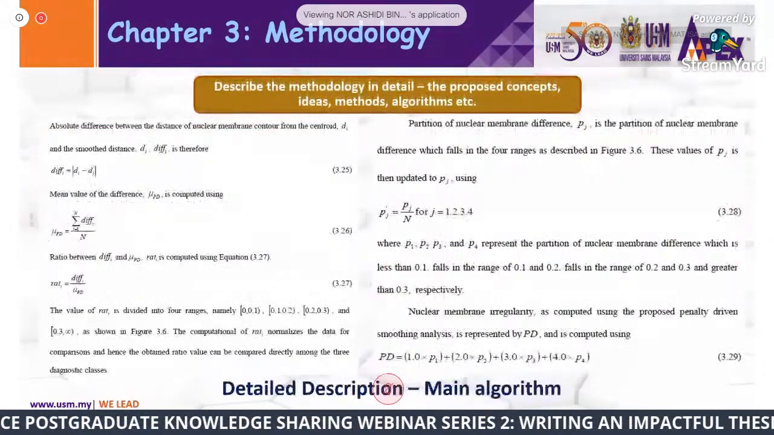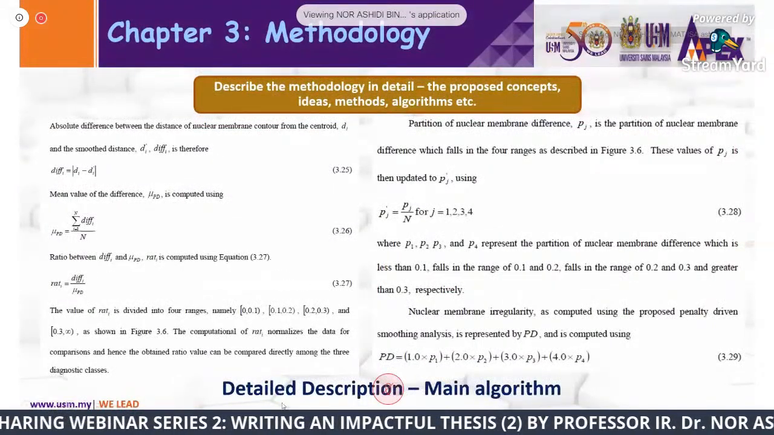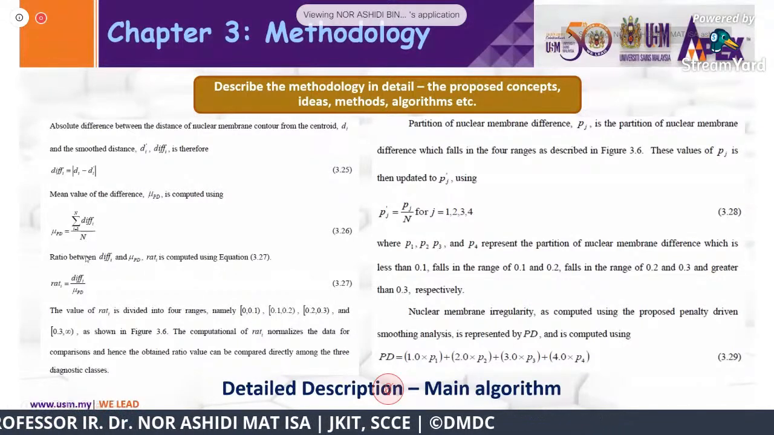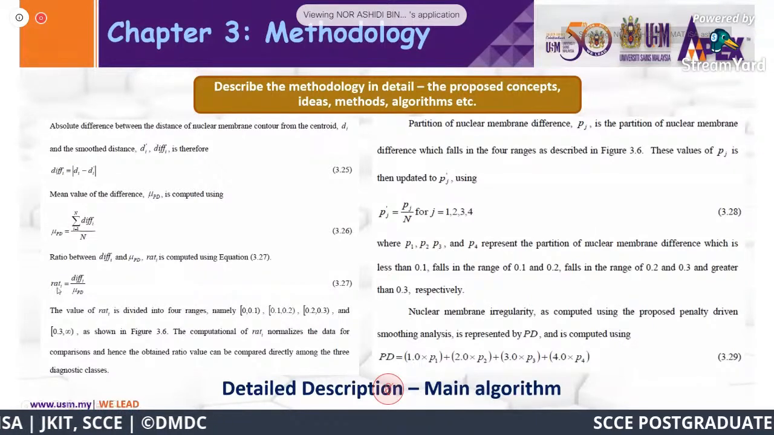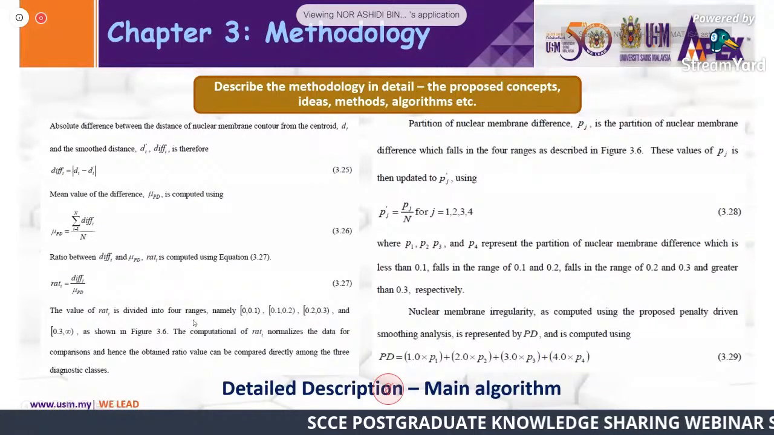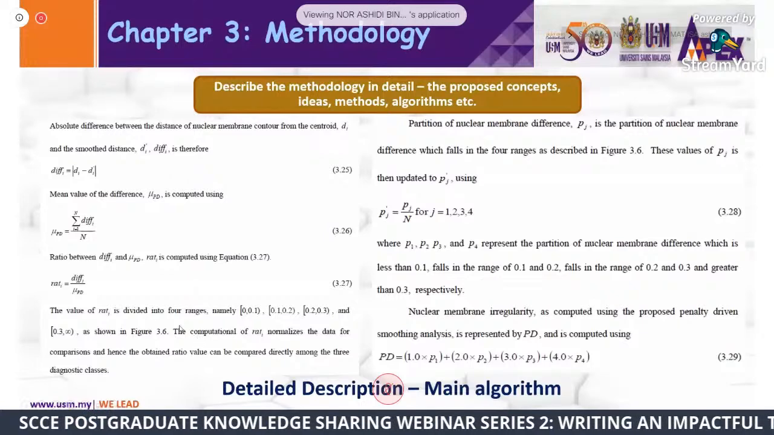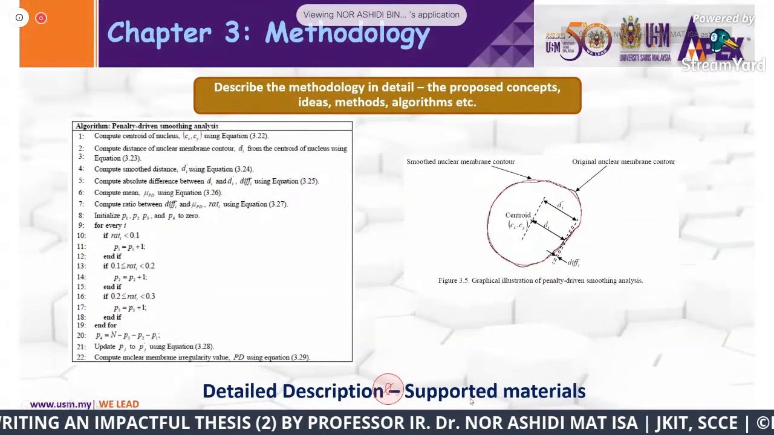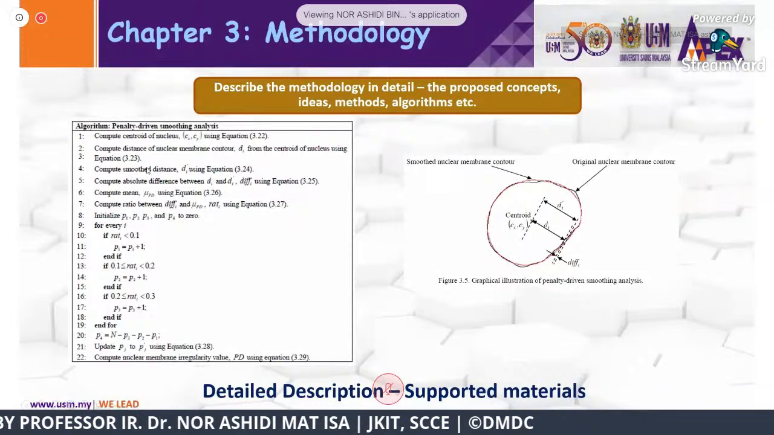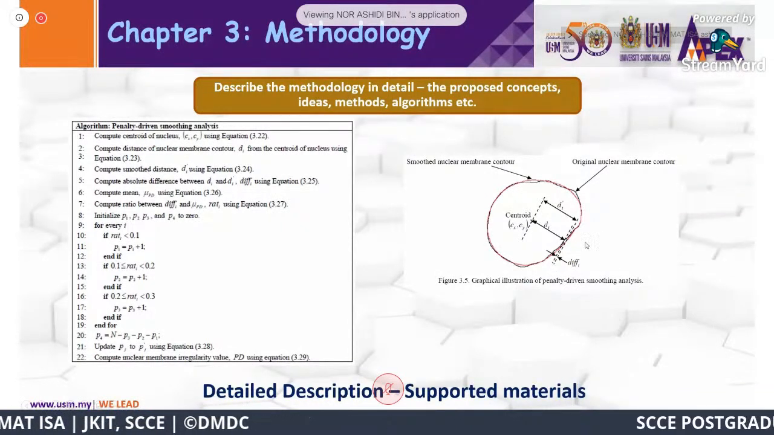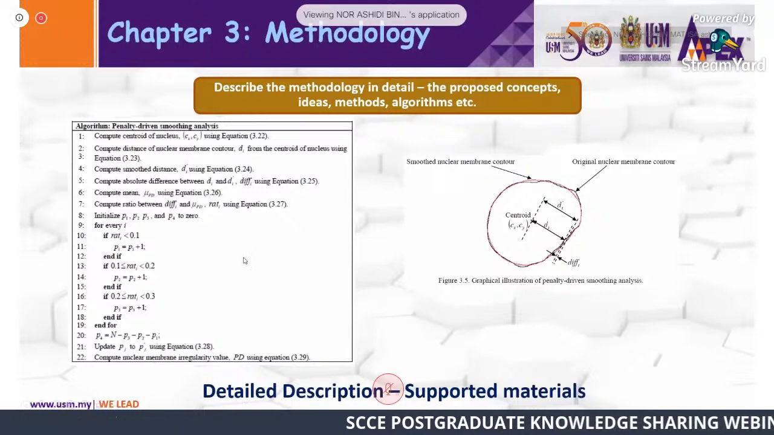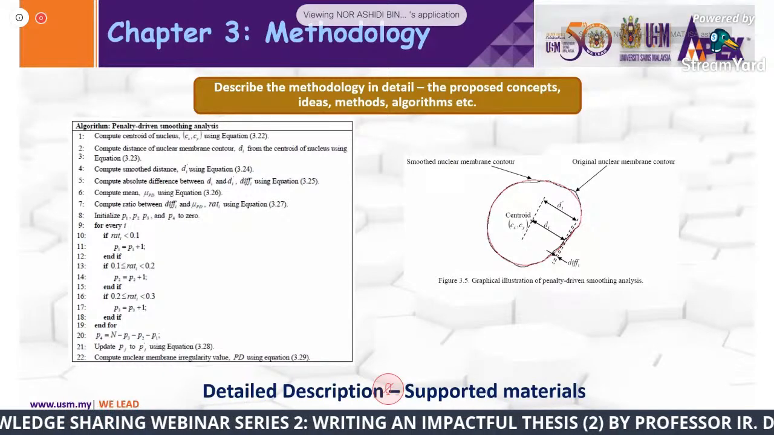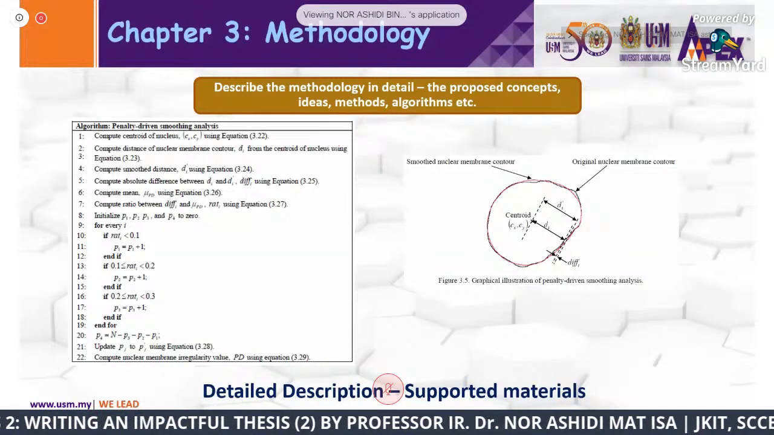Next, if you have the main algorithm, try to include it in detail. If you have equations, what are the equations? And then the ratio is divided into 4 ranges, namely and so on. So give the details. Then the supporting materials, such as the codes and graphical illustrations, all of this supports your explanation, so the reader and the examiner will have a clearer picture of your methodology.